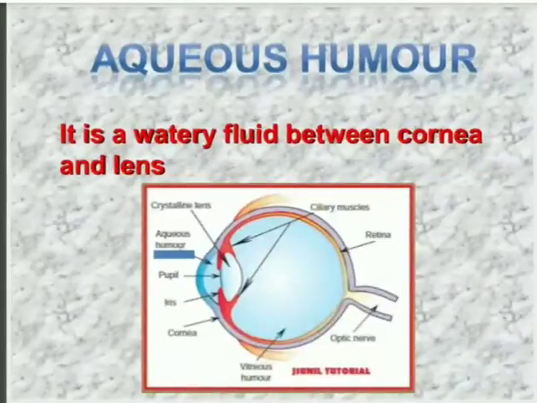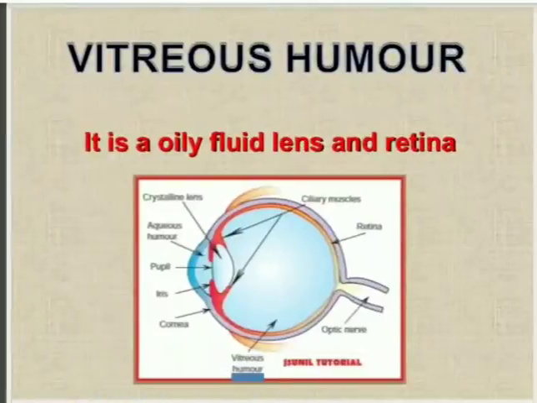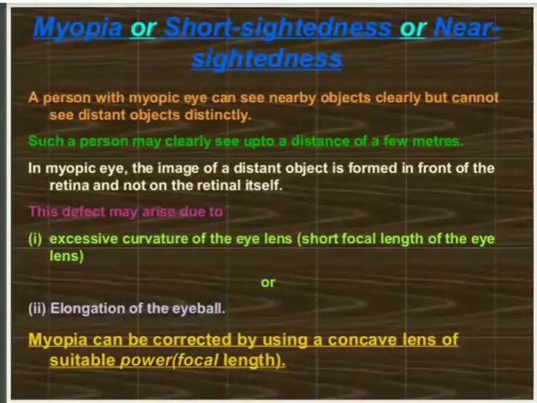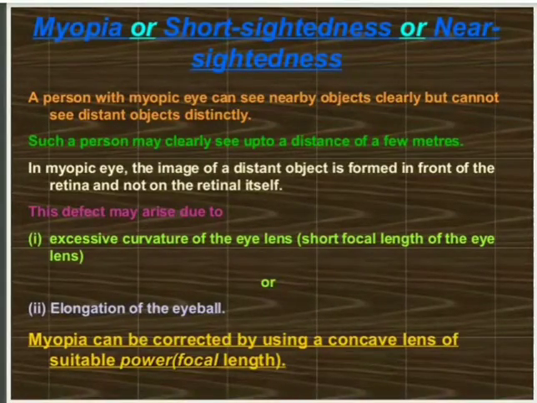After that we completed different types of eye defects. In the eye defects I told you about myopia, which was also given the name short sightedness or near sightedness, isn't it? And what was the cause? The cause of this was excessive curvature of the eye lens and elongation of the eyeball. Okay, and what was the correction? How can we correct myopia? By using a concave lens of suitable power.